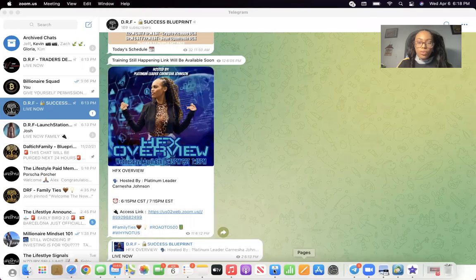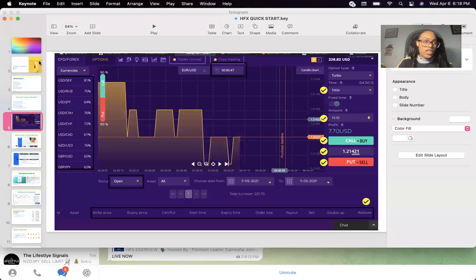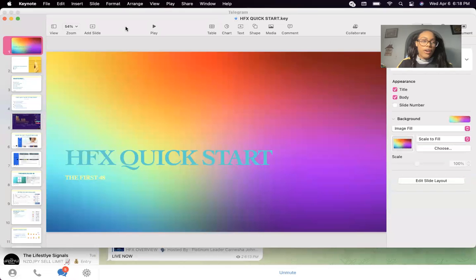So for anybody that's been wanting to get into HFX, but just doesn't know if this is the academy they want to choose, I'm going to tell you guys right now, this is the first academy I started when I first came in, because when I heard you can make money in minutes, I was like, yeah, I want to see what that's about.